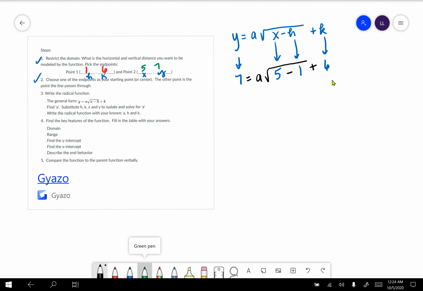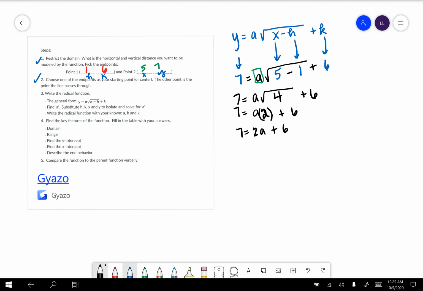Remember, we got to isolate a. That's our job, to isolate a. So let's start with order of operations. 5 minus 1 is 4, right? Got to start with the radical first. Square root of 4 is 2, plus 6. So that's the same thing as saying 2a plus 6, right?